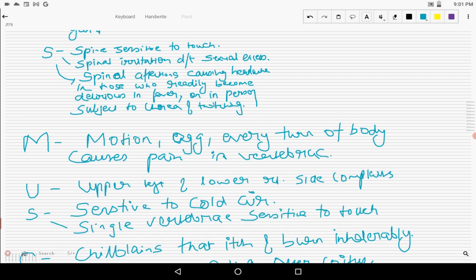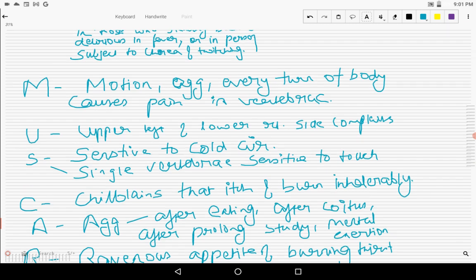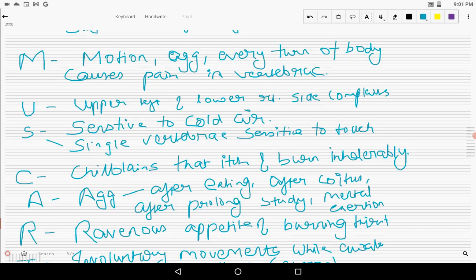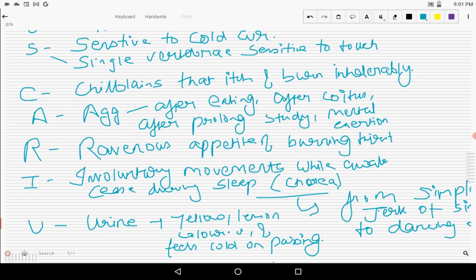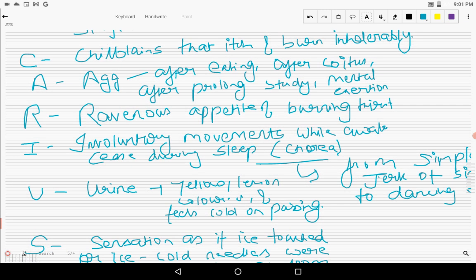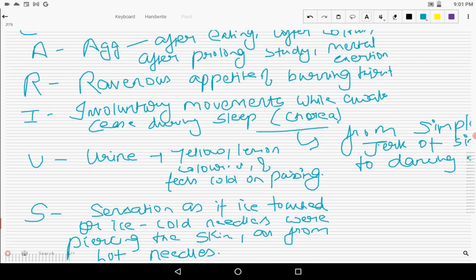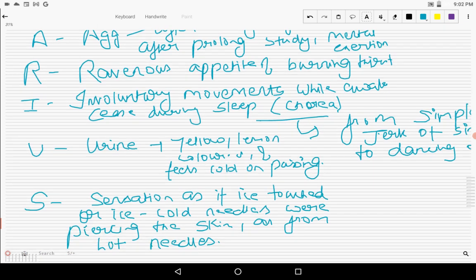S. Spine sensitive to touch, spinal affection causing headache in those who readily become delirious in fever, spinal irritation due to sexual actions. M. Motion aggravates, every turn of the body causes pain in vertebra. U. Upper left and lower right side complaints. S. Sensitive to cold air, single vertebra sensitive to touch. C. Chilblains that itch and burn intolerably. A. Aggravation after eating, after coitus, after prolonged study and mental exertion. R. Ravenous appetite and burning thirst.